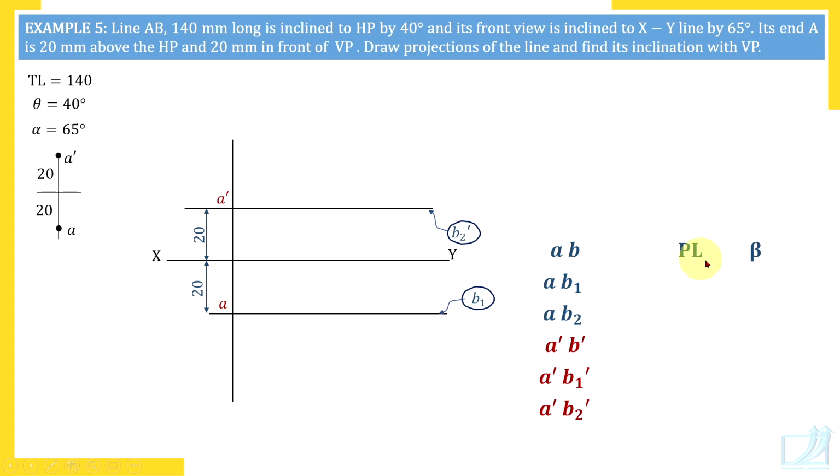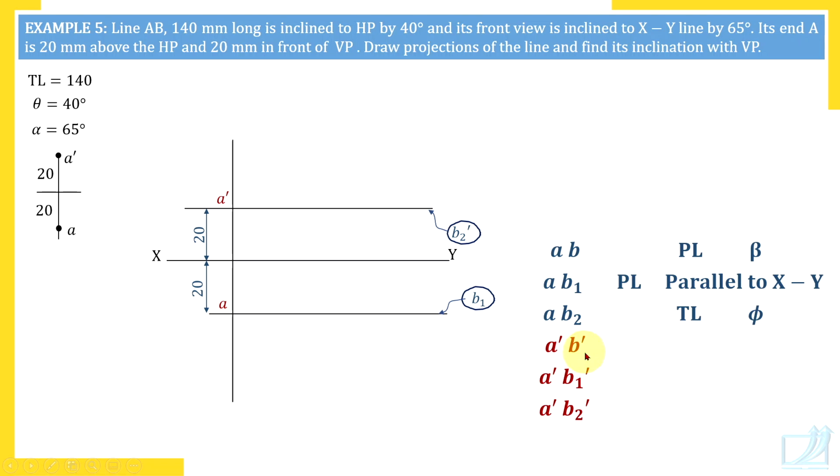AB has length PL and angle beta. AB1 has length PL and it is always parallel to XY line. That is why we are sure that on this horizontal line B1 is. AB2 is true length and has true inclination. It is top view, no dash here. That means it is top view. It is true length top view. So true length top view gives true inclination with VP.